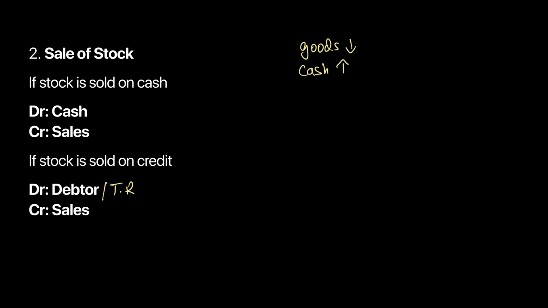Just like purchases, we can also think of sales to be our income. Why is that? Because we will keep on selling every year. So that's a recurring income for us. And remember, income should be credit in nature.